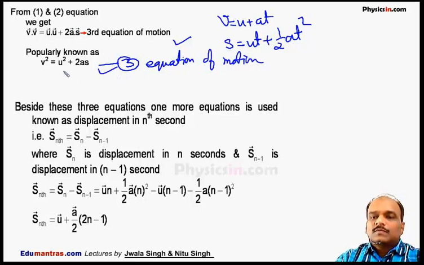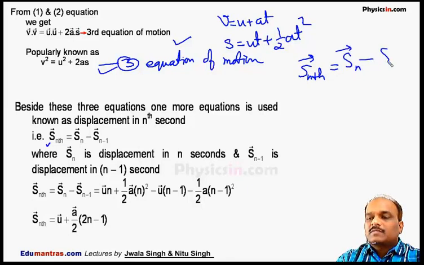The three equations of motion, V is equal to U plus AT, S is equal to UT plus half AT square, and V square is equal to U square plus twice AS, are valid only when acceleration of the particle is constant. Apart from these three equations, there is one more equation known as the displacement in nth second. We can say the displacement in nth second is equal to the displacement in n seconds minus the displacement in n minus 1 seconds.